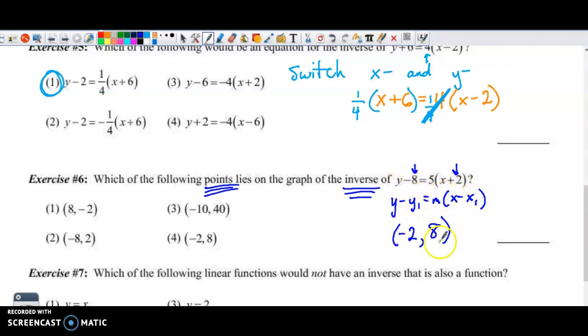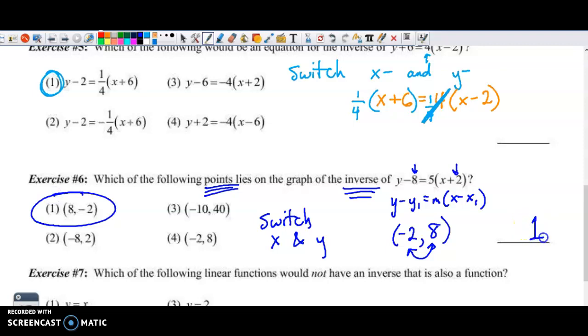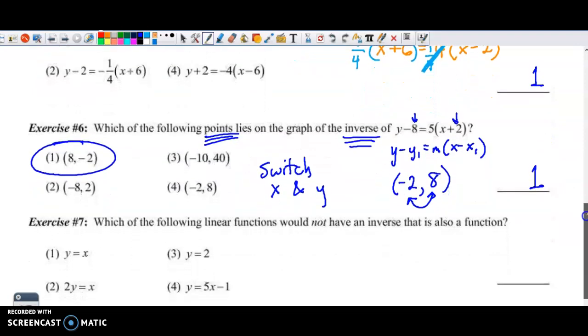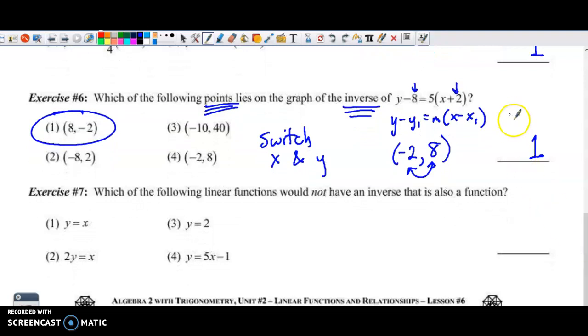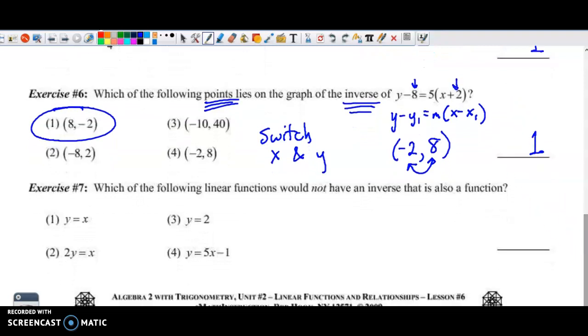Okay, so all you can deduce based off of the inverse is that you switch x and y. So if I switch these two, don't change any signs, just switch them. 8 comes first, then -2. We're down to option 1 again. There's a lot of option 1s on this. Yeah, and I could think of other ways of explaining it, so maybe we can talk more about this in class, but let's keep it simple for this video.